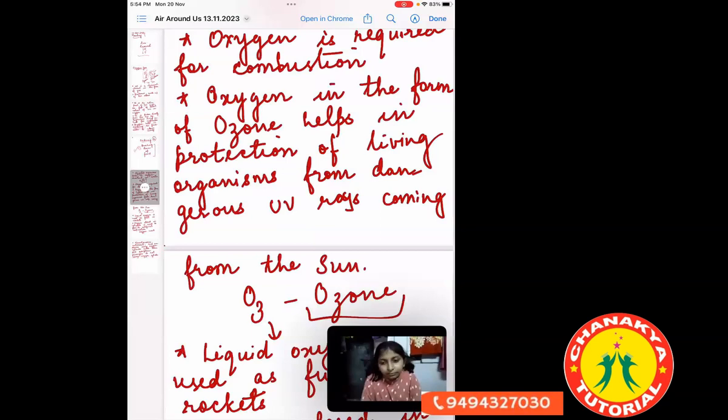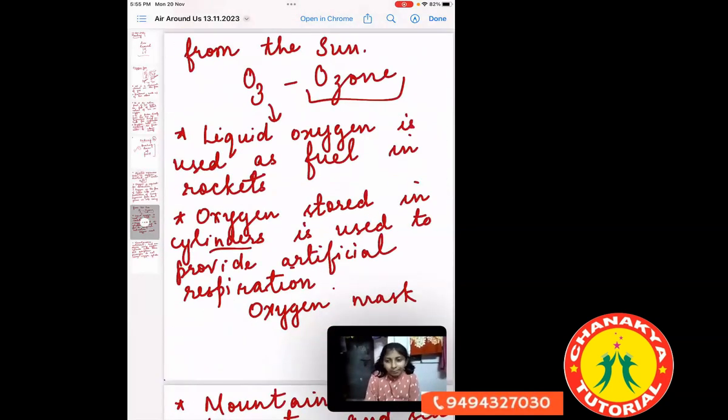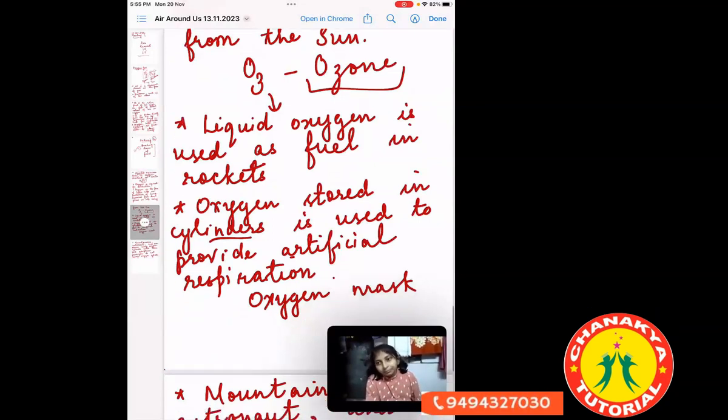Then oxygen is also required for the combustion process. If we are burning something, we need it. Then ozone helps in the protection of living organisms from ultraviolet rays. Then liquid oxygen is used as a fuel in rockets. You might have heard many things about rockets. Those rockets also work because of this oxygen, but that oxygen will be in the liquid form.